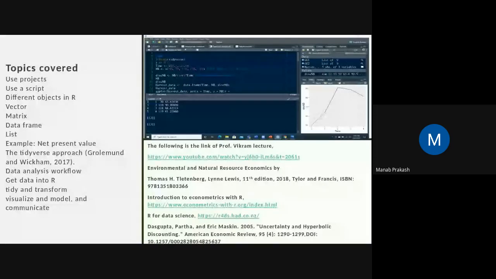And we discussed a lot about why the tidyverse approach is a great way to start with R, and we also discussed how the data analysis workflow works. So Lubnaji will discuss more about this.